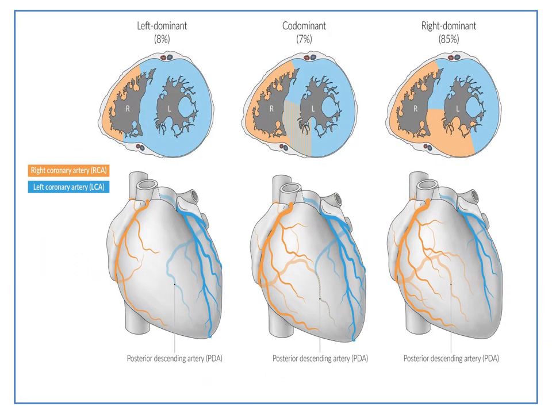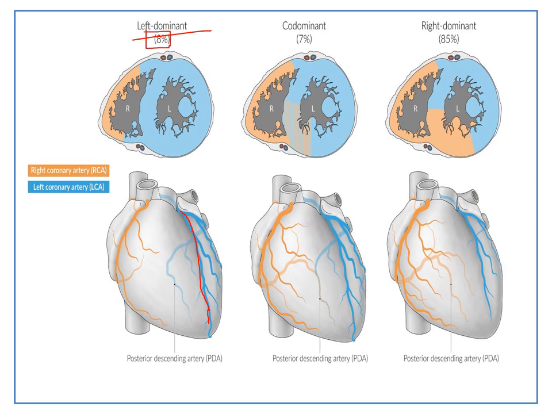So let's quickly talk about a concept known as dominance. Dominance describes which artery gives rise to the posterior interventricular artery, or posterior descending artery. Depending on what particular artery forms the posterior descending artery, you could have a left dominance, a right dominance, or a codominance. If a person is left dominant, it means the left coronary artery, by virtue of the left circumflex artery, by itself forms the posterior descending artery. You can see the left coronary artery, the blue part, forms the posterior descending artery by itself, and we see that in 8% of individuals.